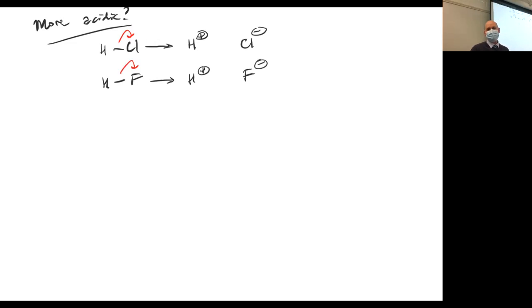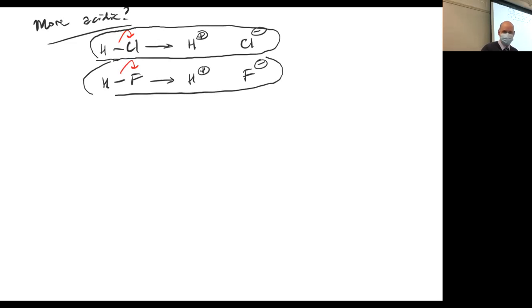So what we are doing is we are considering not just HCl as a molecule, but this entire reaction, and asking ourselves, how much does this reaction want to go forward compared to how much does this reaction want to go forward? So the big idea is that something that's more acidic is more willing to react as an acid reacts. So the reaction that's most acidic would be the reaction that's most likely to go forward.